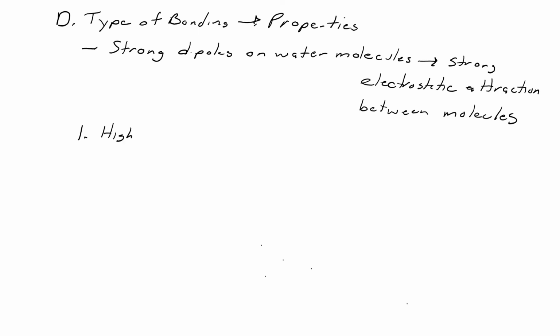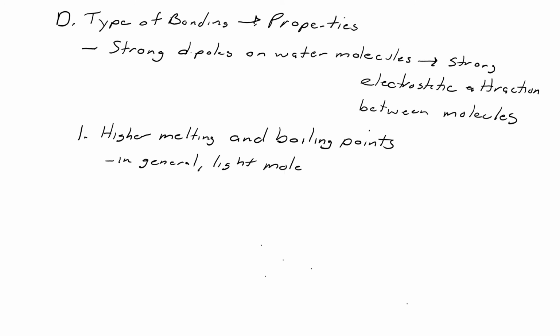And in fact, one of the properties that it affects is the melting point and boiling point. So because of the strong dipoles, water has a higher melting and boiling point than it would have if it didn't have those strong attractions. So just to set this up, in general, light molecules have very low melting and boiling points.